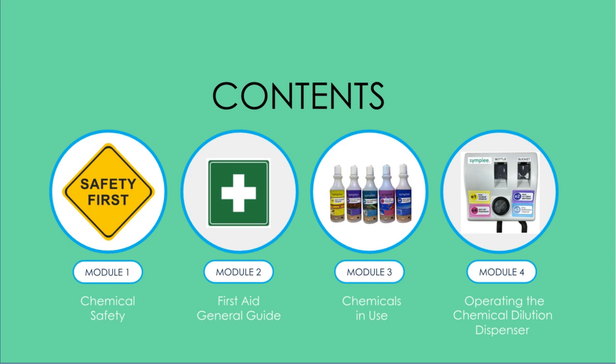Today we will be covering 4 main modules for safely using chemicals in the workplace. Module 1 is chemical safety. Module 2 is a general guide to first aid. Module 3, chemicals in use. And Module 4, operating the chemical dilution dispenser located on your site. Let us begin.